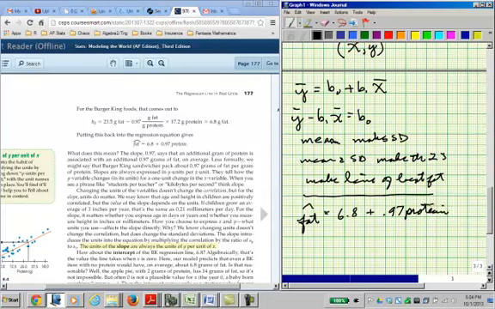It means that if you have a hamburger with 0 protein, you're going to have 6.8 grams of fat. And for every increase of 1 gram, because the units are grams, for every increase of 1 gram of protein, your fat increases by 6.8 grams.